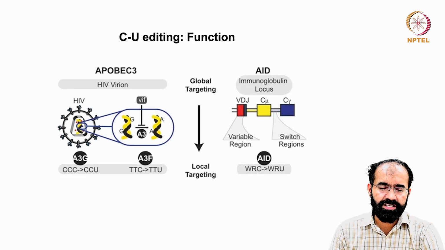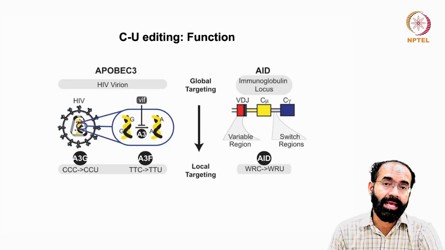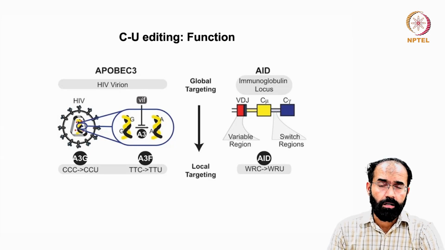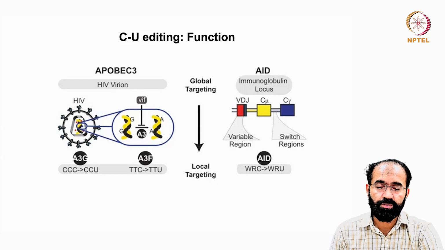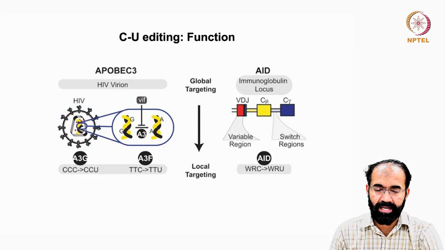And this is a notation W, R and C. C we all know, it is cytidine, and W and R are codes for nucleic acids. R stands for purine and W stands for A or T, or A or U in that case. So the conversion of WRC to WRU is very important for the functioning of the AID, and this is basically the switch regions of the antibody.